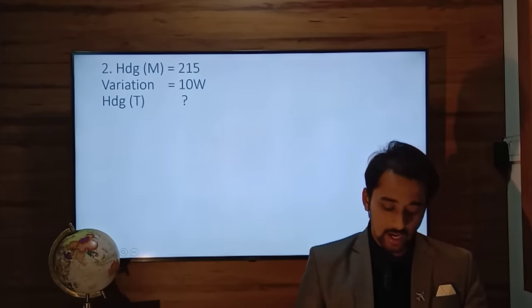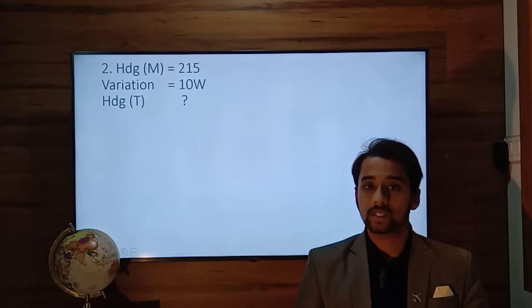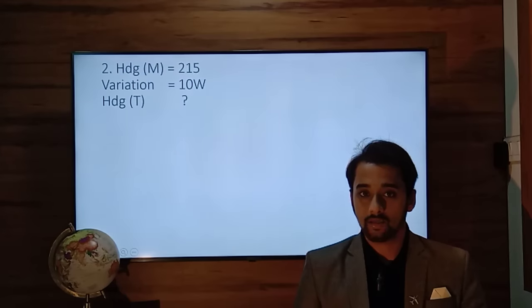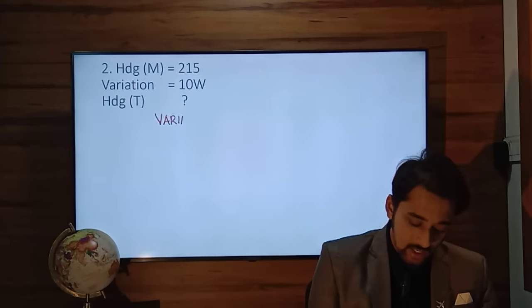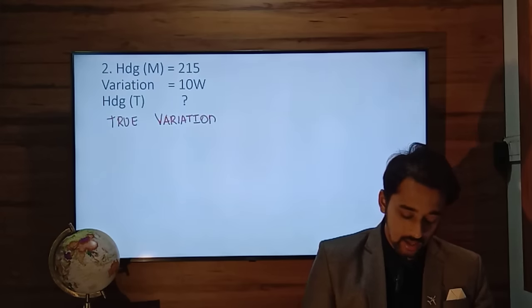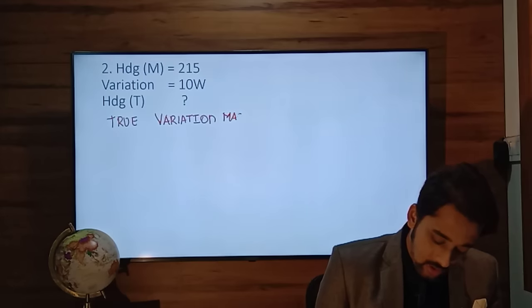Question number 2. Heading magnetic is 215. Variation is 10° west. What is true heading? So this is the magnetism chapter, very simple sum. What is variation? It tells you about the relationship between true direction and magnetic direction. True and magnetic direction, right?